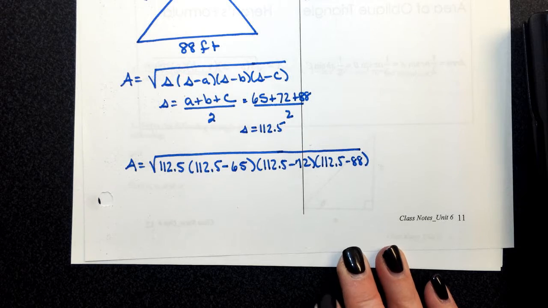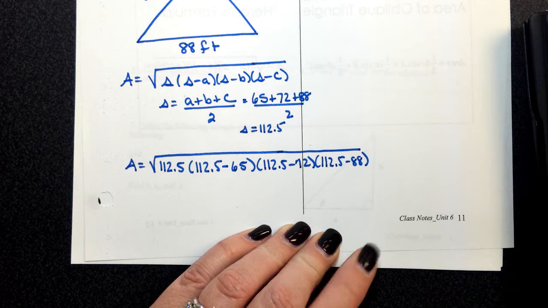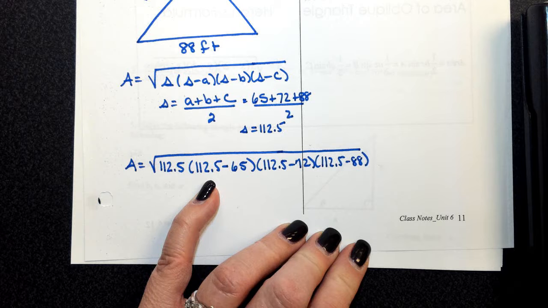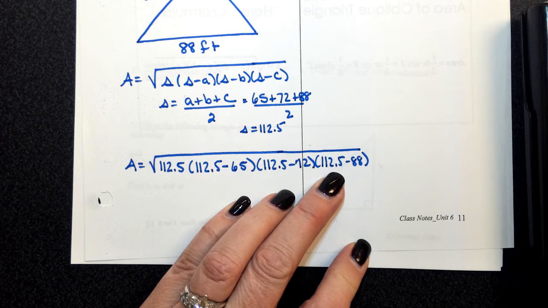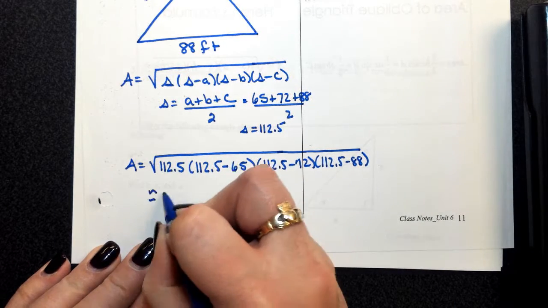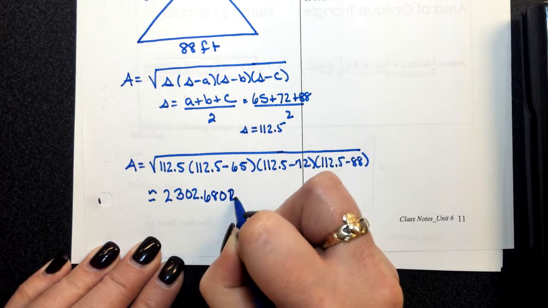Like I said, if you wanted to, you could store that 112.5 into the calculator for x, so you don't have to keep on typing in that 112.5 over and over again. So I end up with an area of about 2,302.6801, or 2.